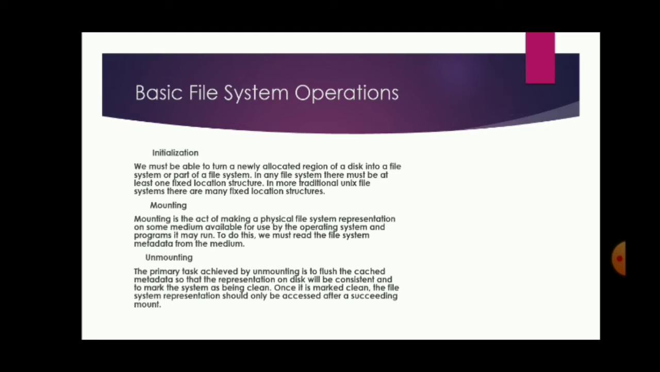Basic file system operations. Initialization: we must be able to turn a newly allocated region of a disk into a file system or part of a file system. In any file system, there must be at least one fixed location structure. In more traditional Unix file systems, there are many fixed location structures.